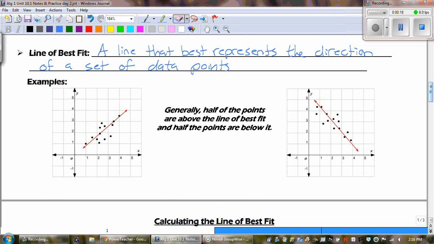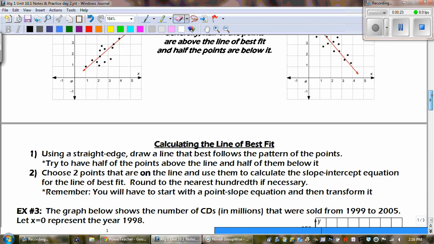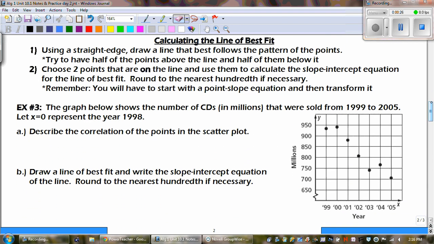Just remember that the line of best fit is a line that best represents the direction of a set of data points. Okay? So what we need to do when we're creating a line of best fit is use a straight edge and draw a line that follows the pattern of the points. We want to make sure that half of the points are above and half of the points are below the line. Okay, so once again, half above. All right, I'm going to highlight it. Maybe you guys should do the same. So half of the points above and half of them below.